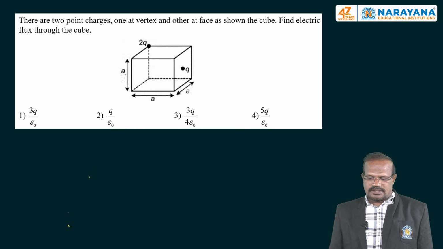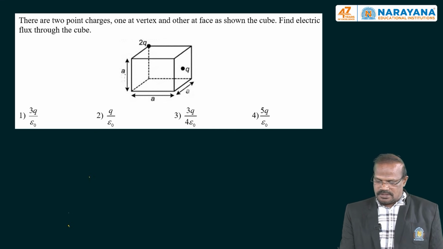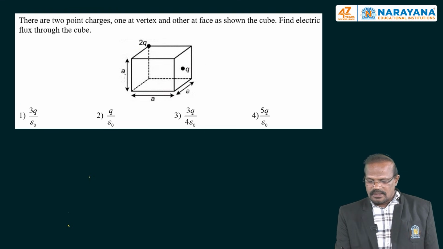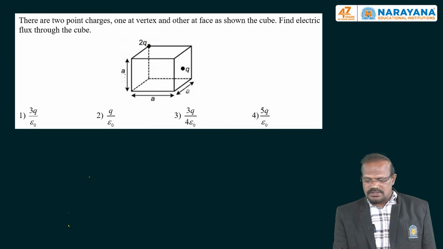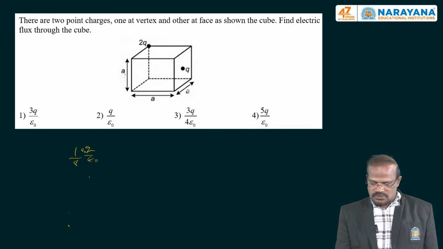There are 2 point charges, one at a vertex and the other at a face as shown in the cube. Find the electric flux through the cube. So here, flux due to this charge 2q at the corner is 1 by 8th of q by epsilon naught, that is 2q by epsilon naught.